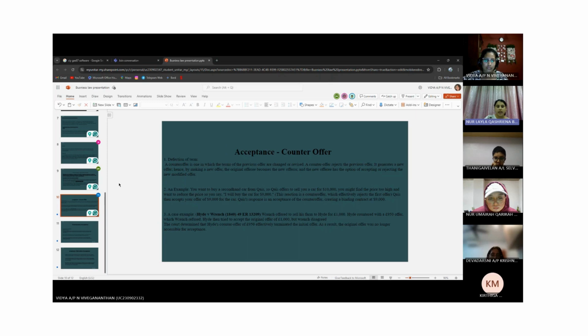In conclusion, acceptance of a counteroffer requires terminating the original offer and creating a new term presented by the original offeree. To create a valid agreement, the original offeror must accept these new terms.